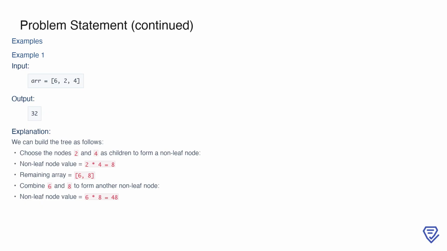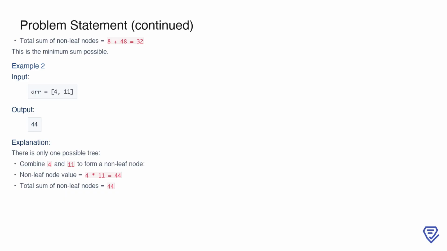Next, we combine the nodes 6 and 8 to form another non-leaf node. The value of this node is calculated as 6 * 8 equals 48. This gives us a tree structure where the total sum of non-leaf nodes is determined by adding these two values. The total sum of the non-leaf nodes in the tree is 8 plus 48, which equals 32. This is the minimum possible sum for the given array, 6, 2, 4.